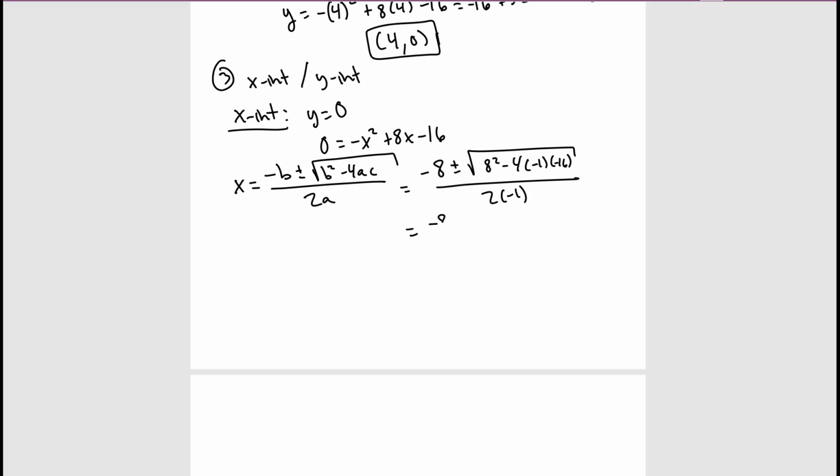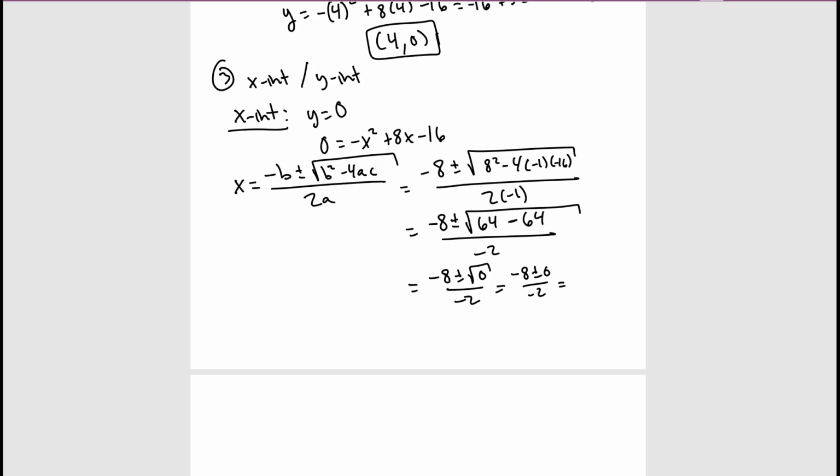So I'm going to have negative 8 plus or minus square root 64. So this is a negative and a negative is going to give me a positive. A positive and a negative is going to give me another negative. 4 times 1 gives me 4. 4 times 16 gives me 64 divided by negative 2. So what's going to happen here is that I'm going to have a square root of 0 divided by negative 2. Well, I end up with negative 8 plus or minus 0 over negative 2.